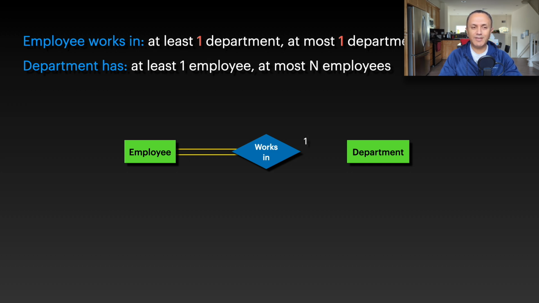Now on the department side, how many employees work in this department? You must have at least 1 employee, otherwise the department will be empty. You cannot have an empty department. And at most, you might have multiple employees working in that department. So 1 minimum means total participation, n maximum means cardinality is n. So this is both the cardinality and participation represented together.